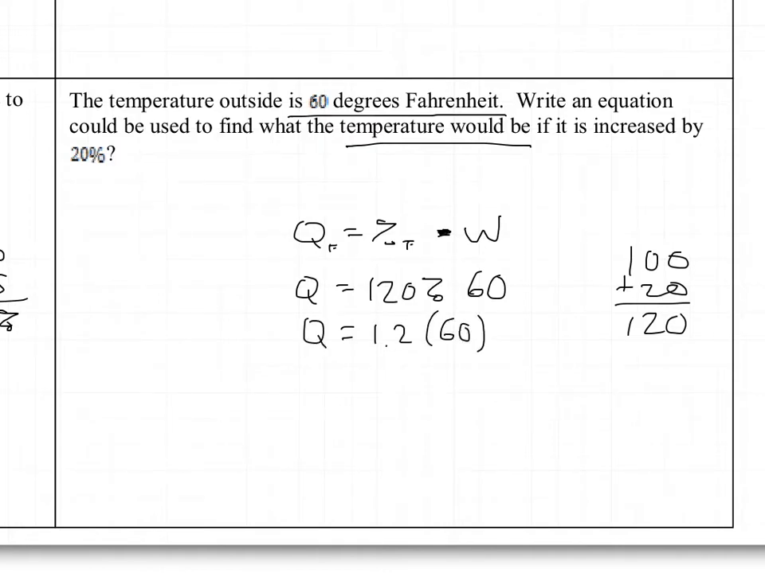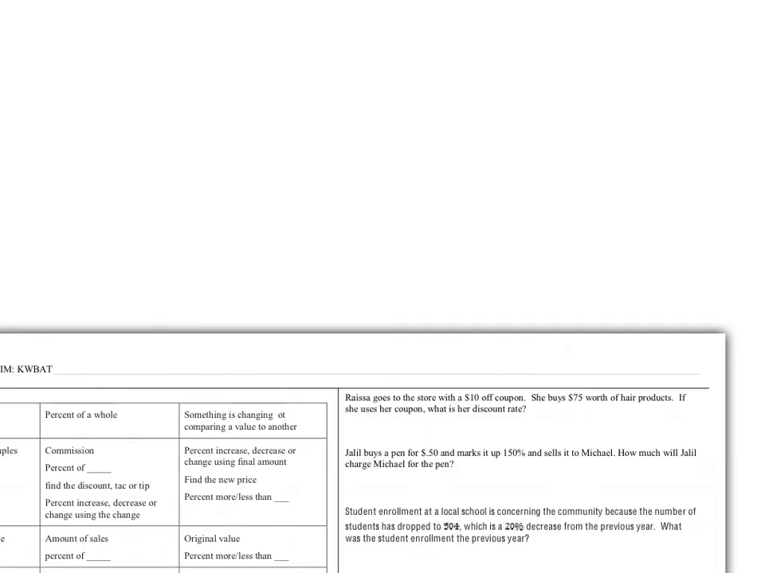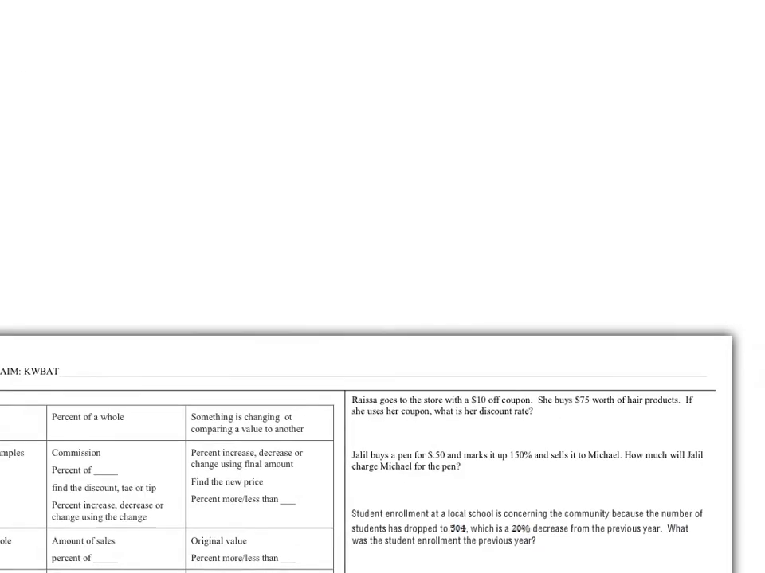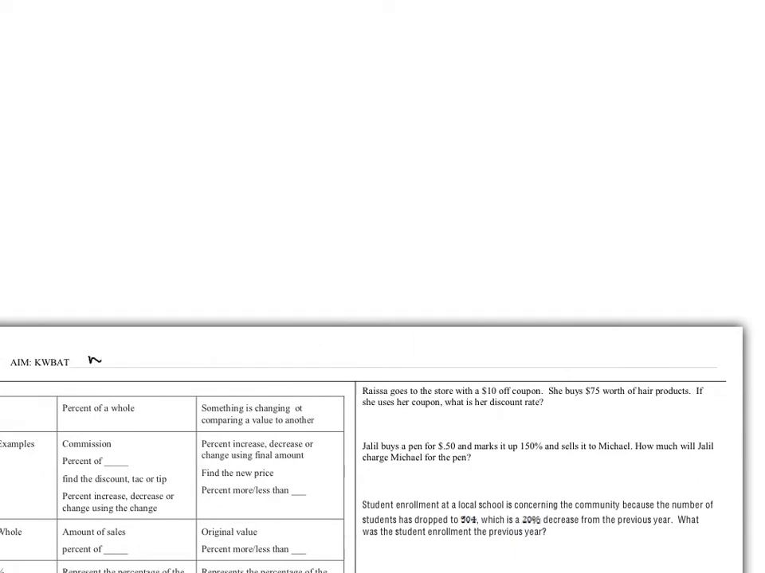All right, that's going to be a lot of what we're practicing on today. It's going to be just a lot of practice of writing equations from various different types of problems. Today's AM Kipsters will be able to write Q equals percent times whole equations for percent problems.